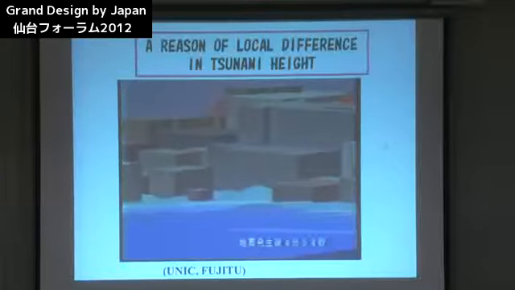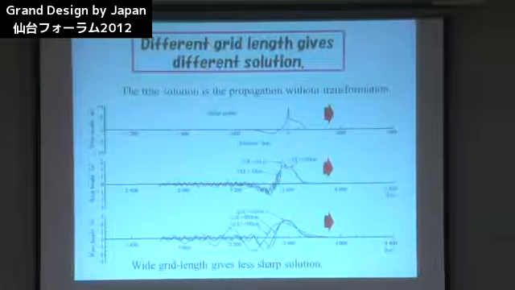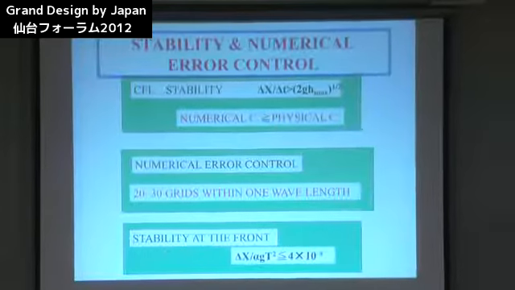We do not have a very exact tsunami numerical simulation. For example, we should have this kind of wave profile, but once the grid length differs, the solution changes like this. All of these are for one tsunami, but with the difference in the grid length, we can have quite different solutions.